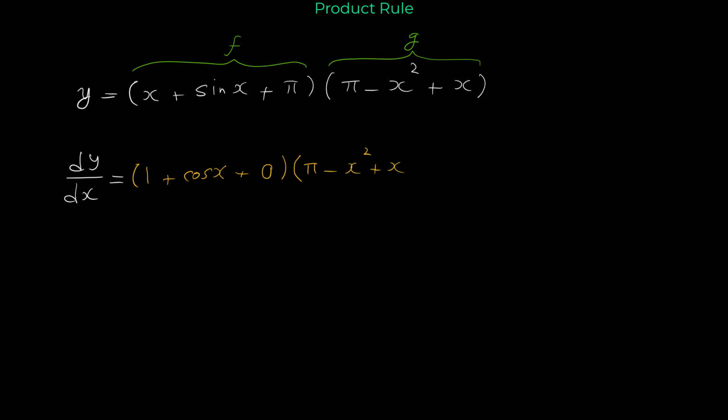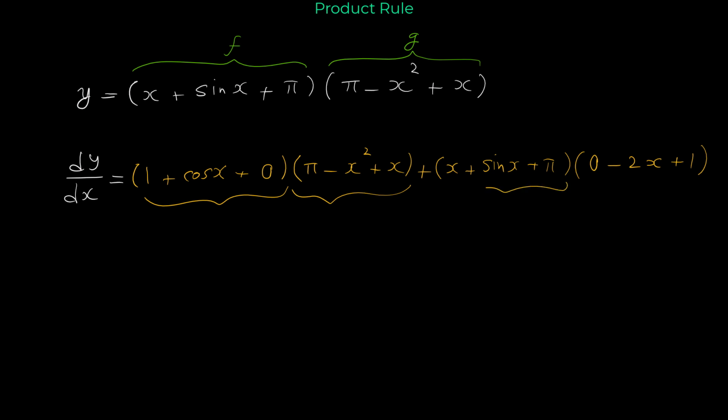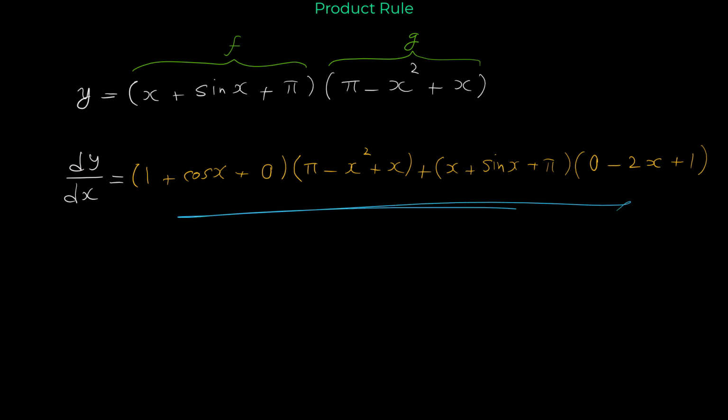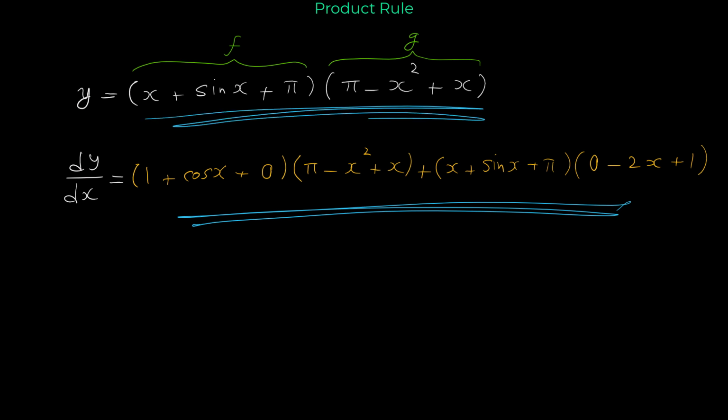Don't take the derivative of the second bracket, just write it, plus write the first function, write f, so plus x plus sine x plus pi, multiply this by the derivative of g, the derivative of the second function. Derivative of pi again is 0 minus the derivative of x to the 2 is 2x plus 1, because the derivative of x is 1. If you want, you can multiply these brackets by each other and expand them, but it's not necessary, and you can leave your answer like this. So this expression is the derivative of this given function.